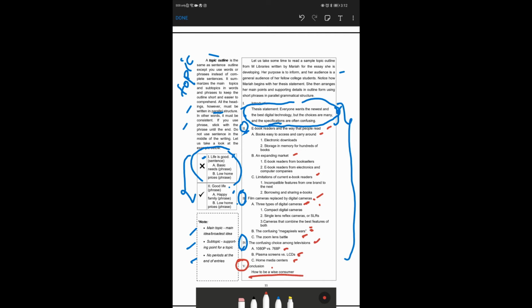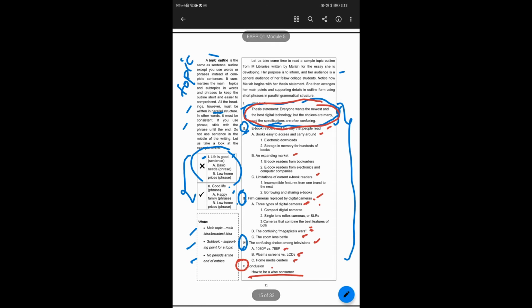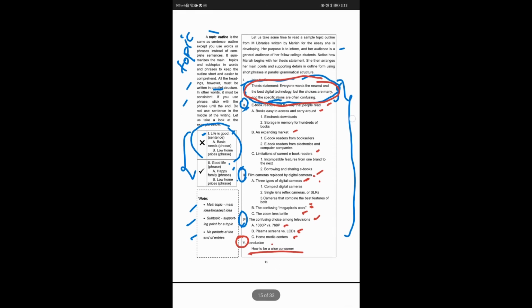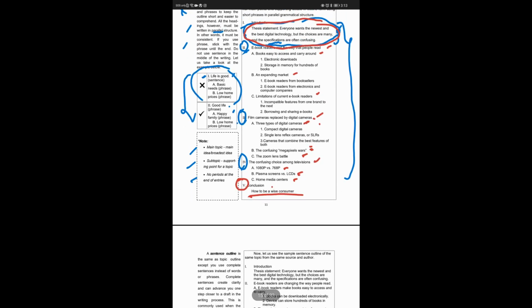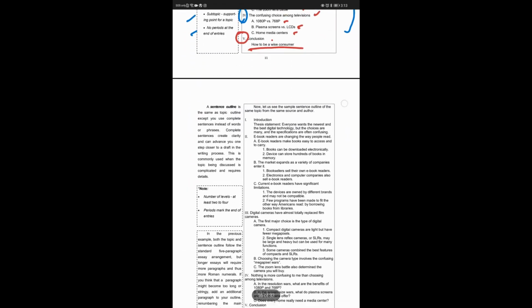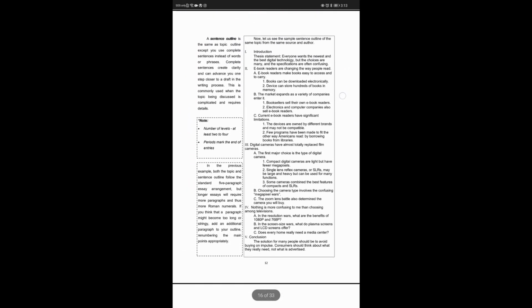So, mapapansin nyo guys, all of these are not sentences, but merely words or phrases. Okay? Only the thesis statement, of course, will remain as a sentence. Kasi nga, thesis statement siya, topic sentence siya. Okay? Again, the topic outline is an outline you do using only keywords and phrases. It's easier to make, okay? It's easier to do or to write rather than the sentence outline. But let's go to the sentence outline and identify ano bang advantage kapag yung sentence outline ang ginamit mo.